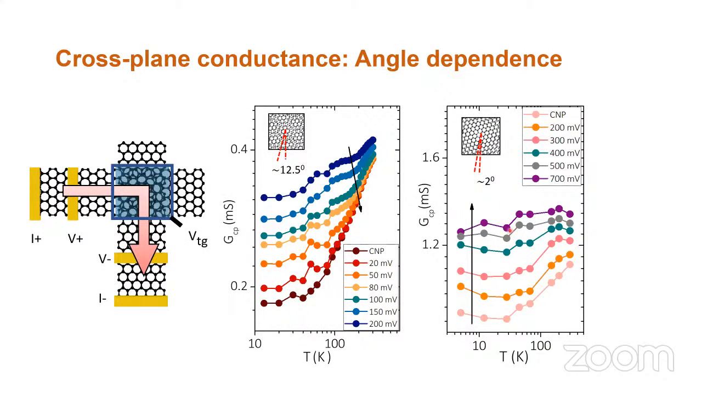This is where you can see the electrical transport between the two layers become very different. First up, this is at 12 degrees, and you can see a quasi-insulating type of behavior. The conductance increases with increasing temperature, but at low temperature it saturates. Whereas in the case of very low misorientation angle, the conductance is relatively weakly dependent on temperature itself.